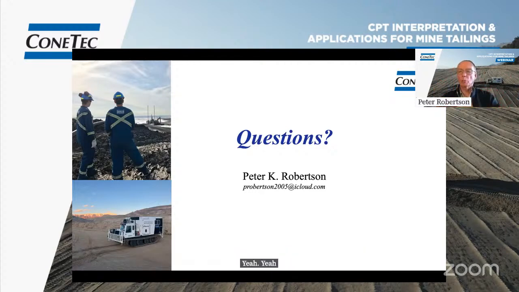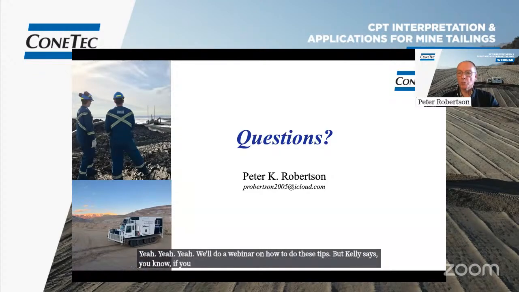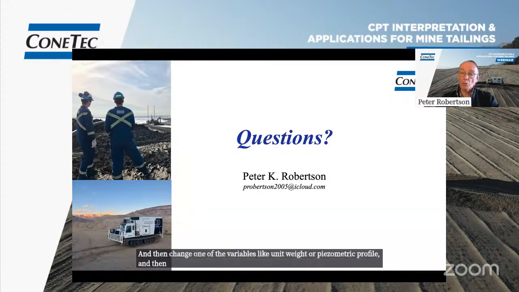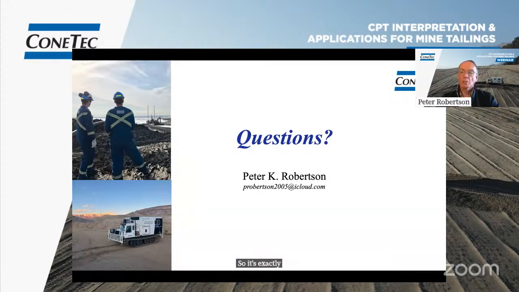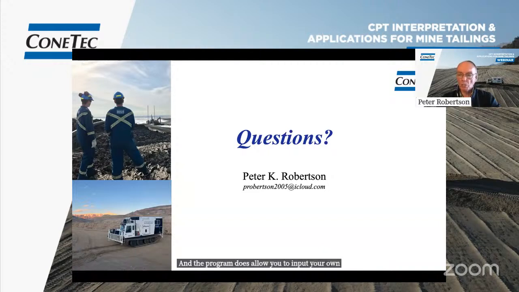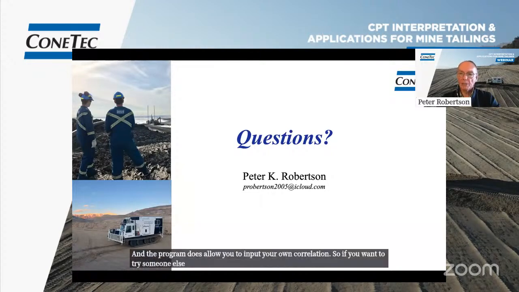Yeah, we'll do a webinar on how to do these tips. But Kelly says, if you want to play with variables, there's a little button: just duplicate a CPT and then change one of the variables like unit weight or piezometric profile, and then plot the overlay of those two plots. So it's exactly the same profile. You've just changed one of the variables, and it's a very quick way of seeing how important that variable was. And the program does allow you to input your own correlation. So if you want to try someone else's correlation and see what the effect is, yes, you can actually type in your own equations and the program will do it for you.